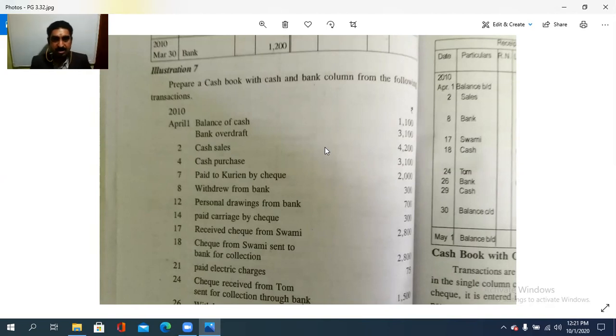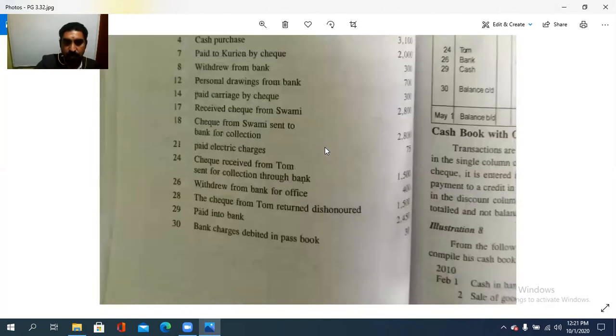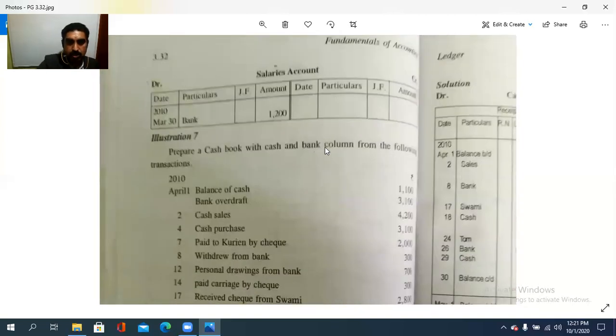So balance of cash 1,100, bank overdraft 3,100, cash sales, cash purchases, paid to courier by check, withdraw from bank, personal drawings from bank, paid carriage by check, received check from Swami sent to bank for collection, paid electric charges, check received from Tom sent for collection through bank, withdraw from bank for office use, the check from Tom returned dishonored and paid into bank, then bank charges debited in passbook. So we will see how it is to be prepared.